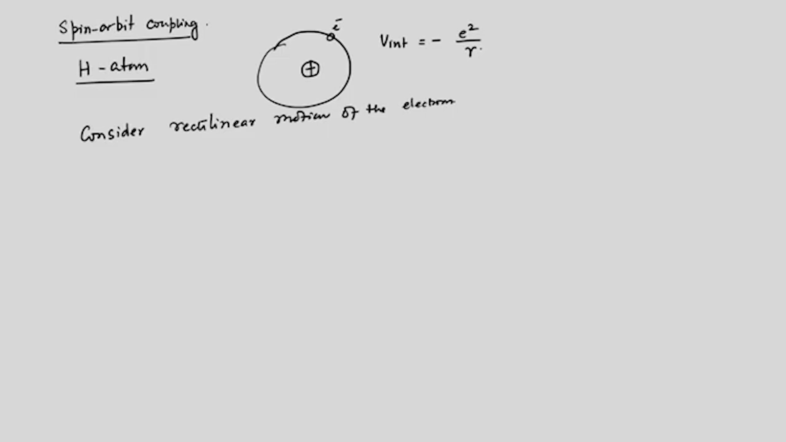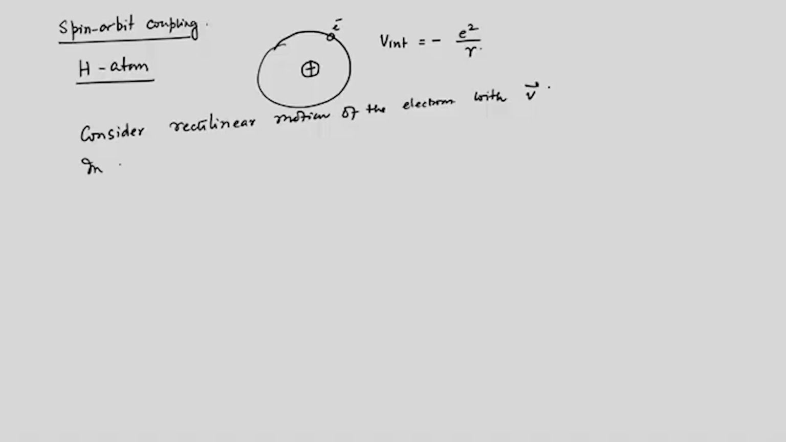So in the rest frame of the electron, the proton is moving with a velocity minus v. Suppose the electron is moving with a velocity plus v. So in the electron's rest frame, the proton moves with a velocity minus v. Okay. So, this is very clear.